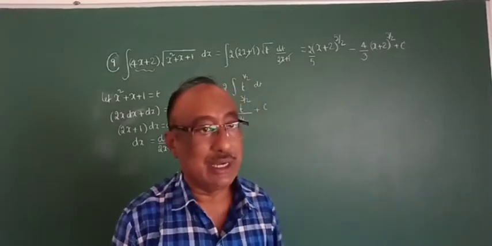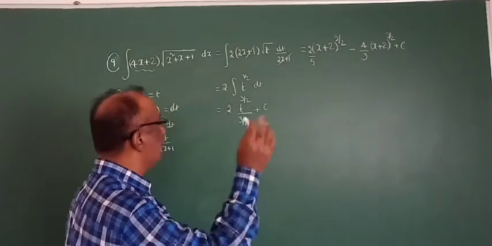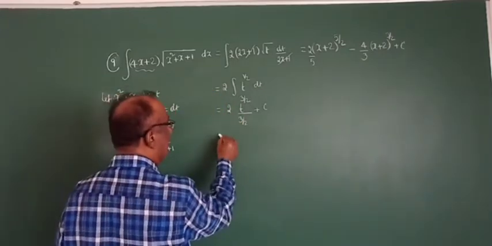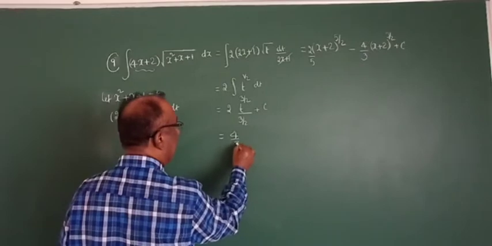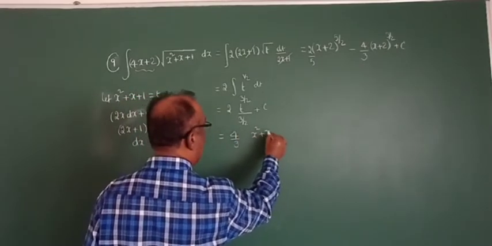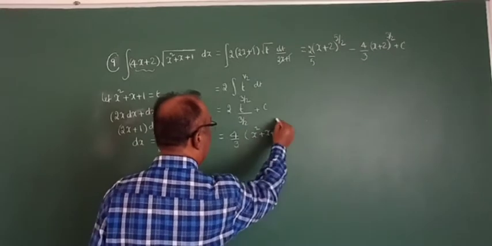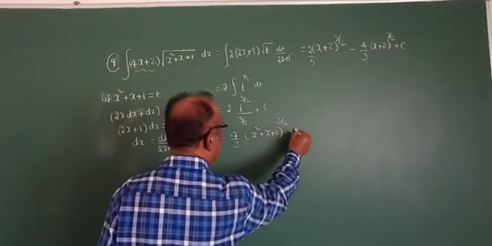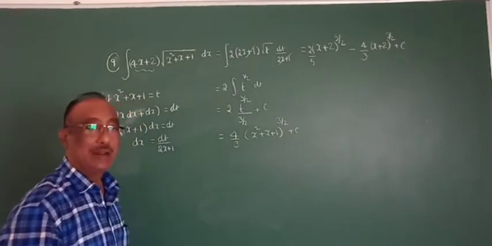Integration is completed. Now replace the let function with the original function. Reverse: the t function is x square plus x plus 1, whole power 3 by 2, plus c is the required answer. Is it clear, everyone?